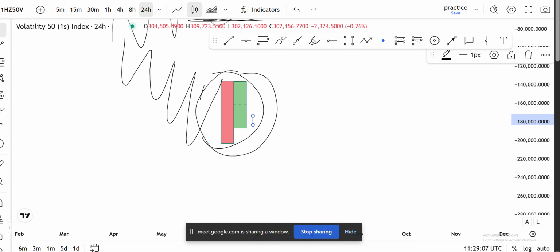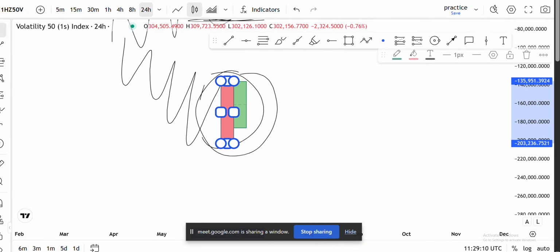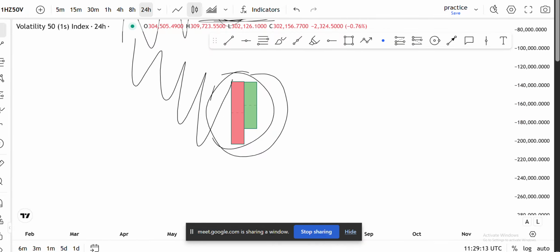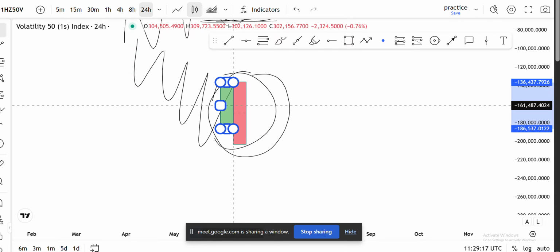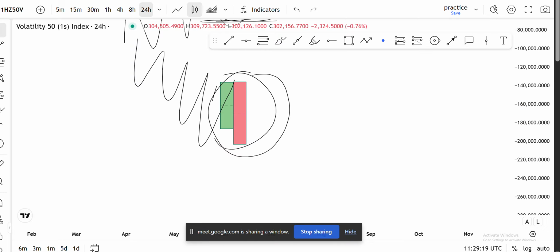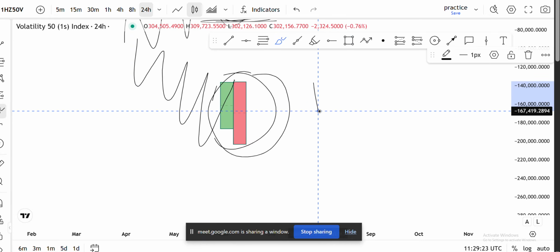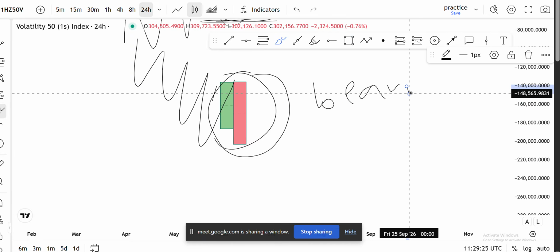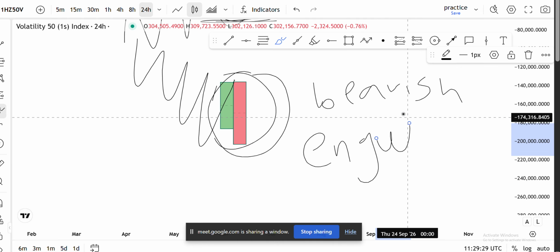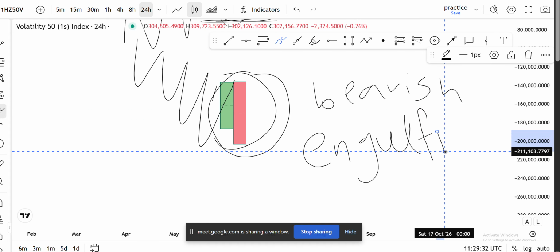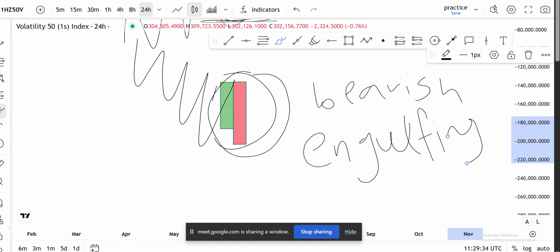So let's continue. I think this exactly comes to the point as well. Something like this. Yes, like this. So this is the bearish engulfing candle. Bearish engulfing. So this is how it looks.